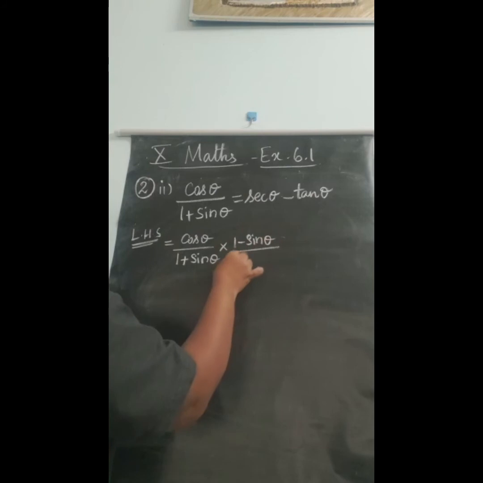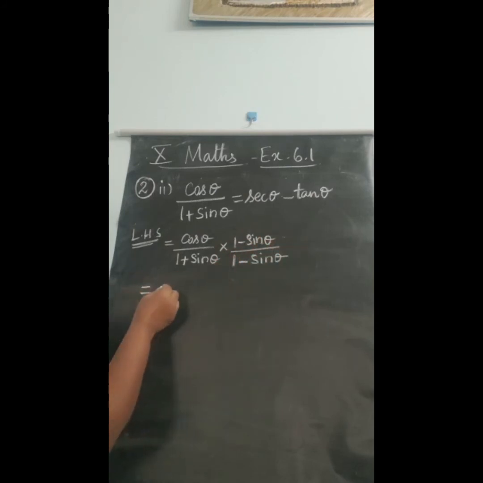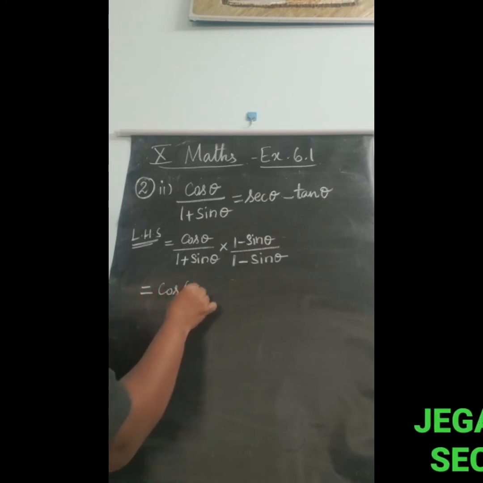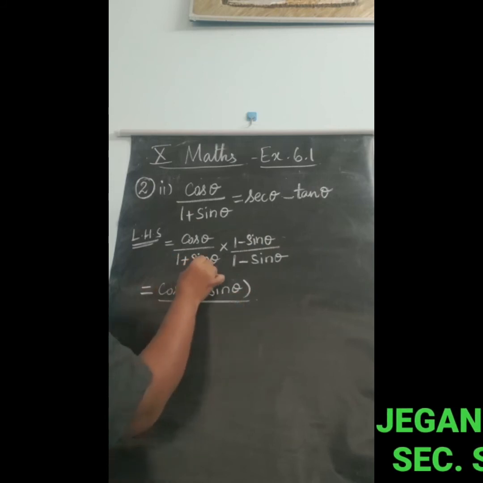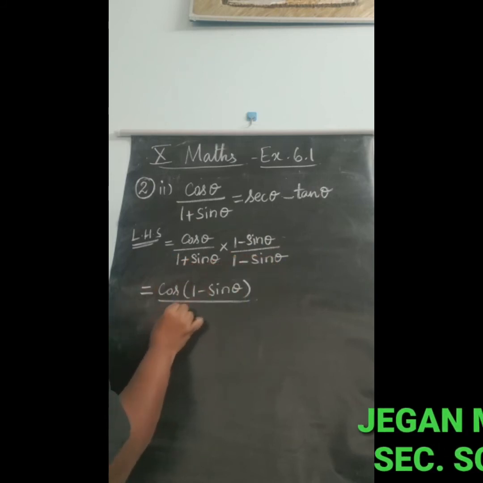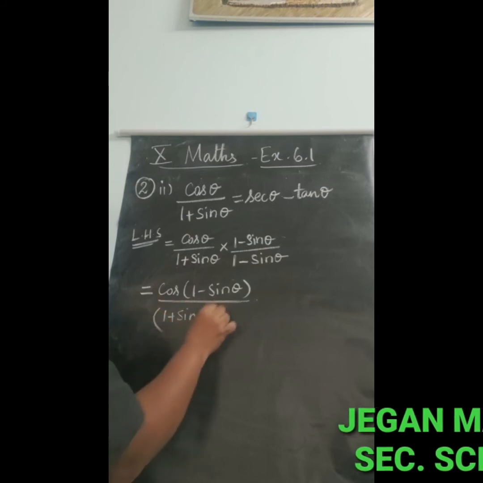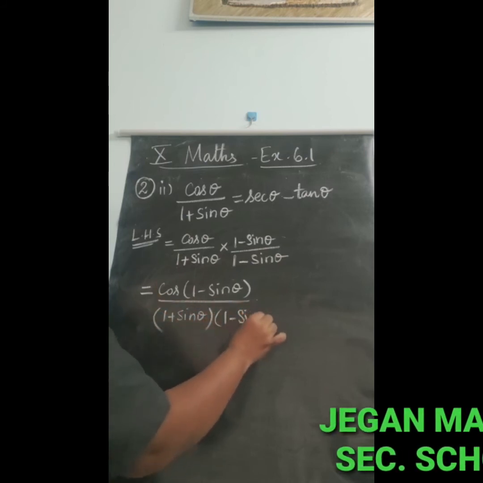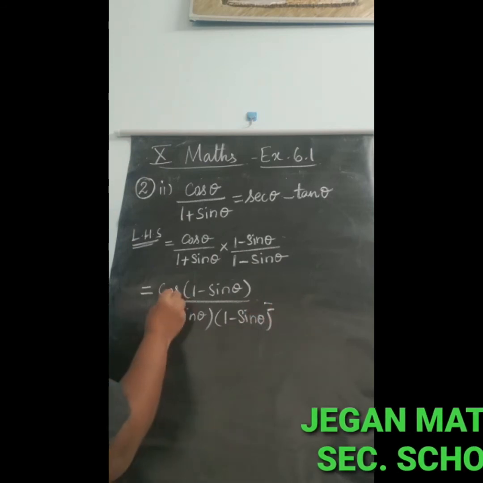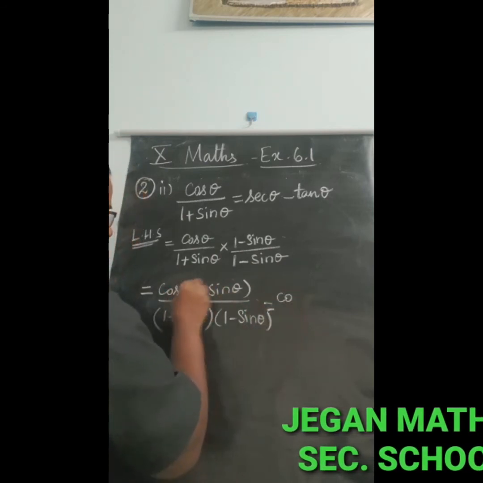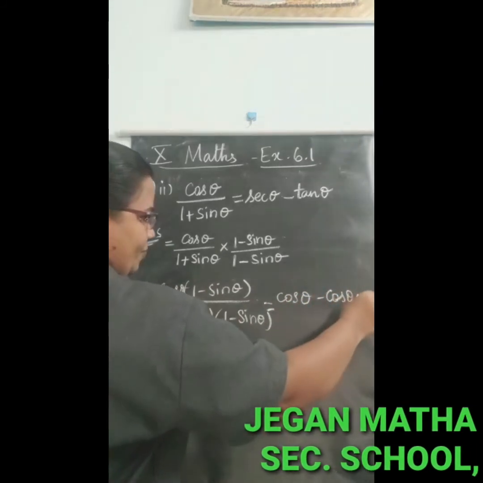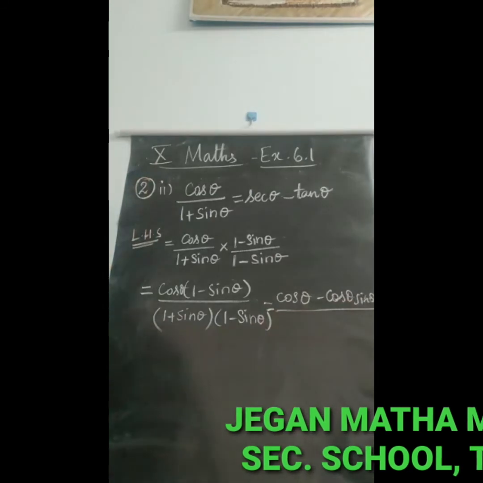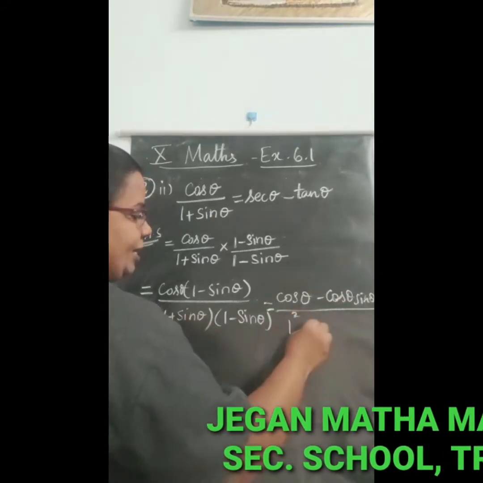So, 1 minus sin theta divided by 1 minus sin theta. So that is equal to cos theta into 1 minus sin theta divided by (a plus b) into (a minus b), that is 1 plus sin theta is a plus b, into a minus b means 1 minus sin theta. So that is equal to, you have to multiply this cos theta minus cos theta sin theta divided by a square minus b square.